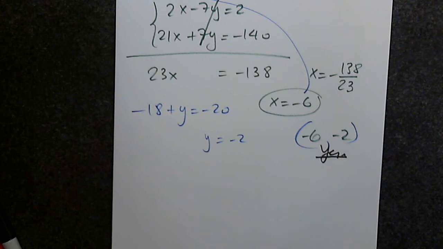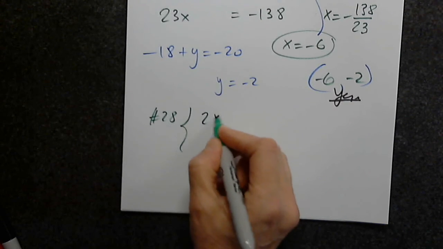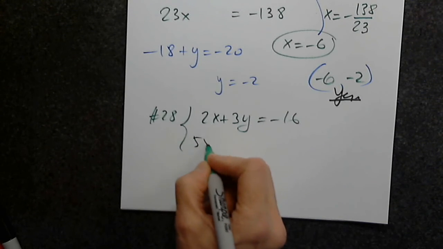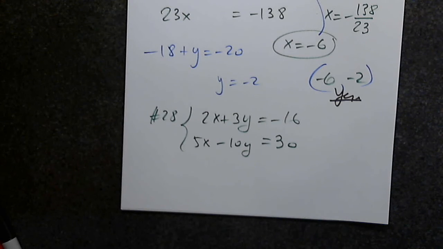Good. So let's take a look at, let's say, 28. 2x plus 3y equals negative 16, and 5x minus 10y equals 30. Let's analyze which one we would like to eliminate.